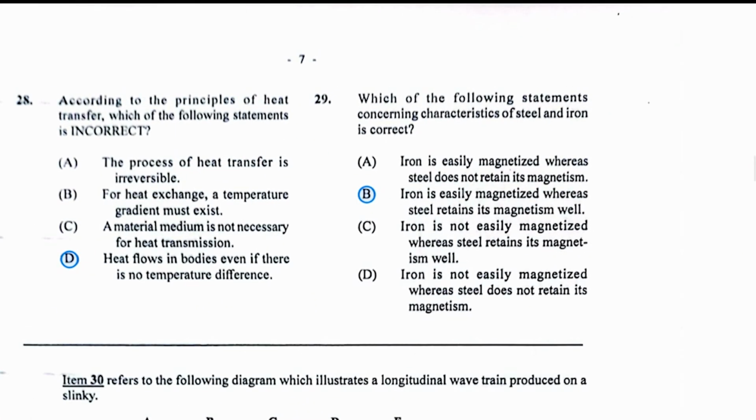29. Which of the following statements concerning characteristics of steel and iron is correct? So here's the thing, right? Soft iron is easily magnetized. Now it's easily magnetized, but soft iron does not really retain its magnetism well. Whereas steel is hard to magnetize, but it can retain its magnetism really well. So the answer is B.